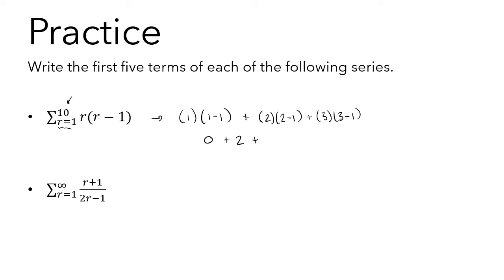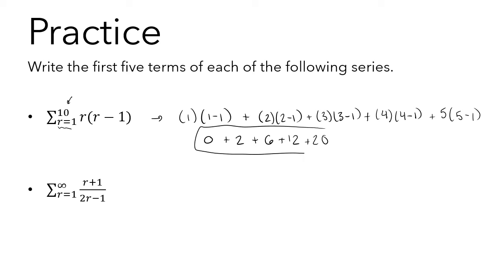Well, 3 minus 1 is 2, 3 times 2 is 6, plus 4 times 4 minus 1. 4 minus 1 is 3, 4 times 3 is 12, and then lastly 5 times 5 minus 1. 5 minus 1 is 4, 5 times 4 is 20. And so these are the first 5 terms of this series.